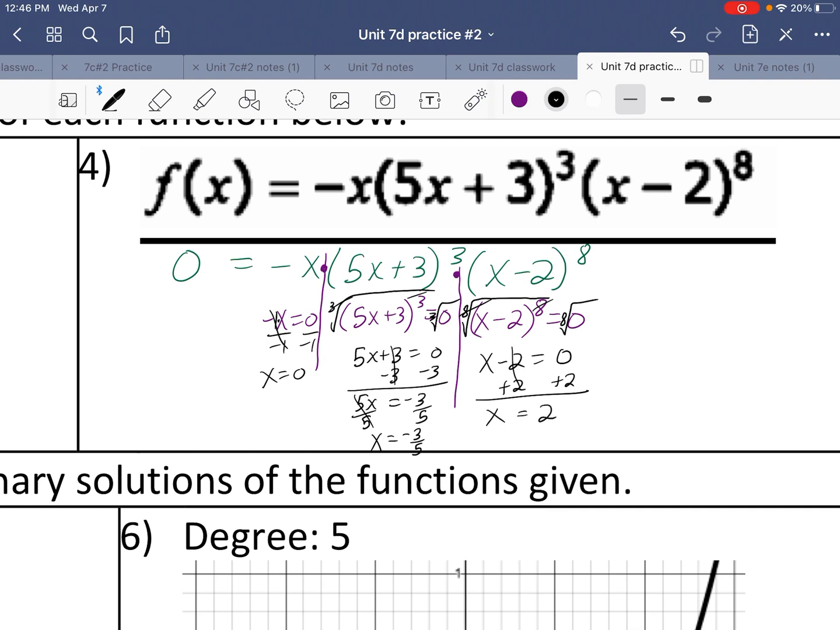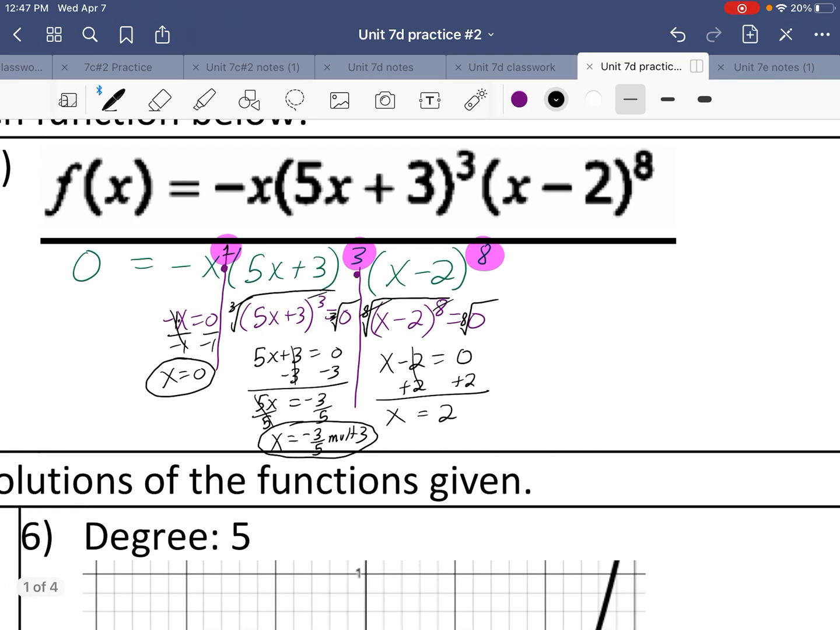But what that does is it tells us there's a multiplicity there. So now I'm going to go back and look at the multiplicity. For this I'm looking at exponents. The x is raised to really nothing. You could put a 1 there if you want, so there'd be multiplicity of 1, but I'm not going to write that. The 5x plus 3 is raised to the third. That has multiplicity of 3. So negative 3/5, there's a multiplicity of 3. And then x minus 2 is raised to the 8th power, so that has a multiplicity of 8.